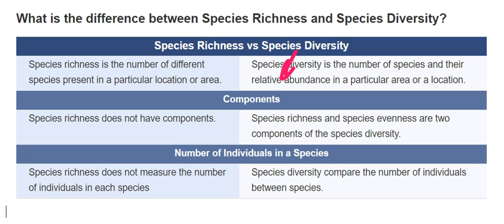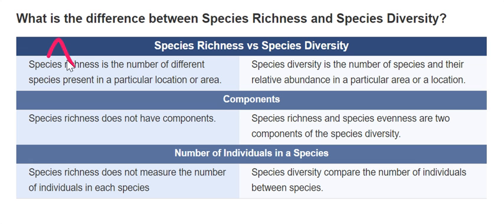Now talking about the number of individuals in the species. Species richness does not measure the number of individuals in the species. For example, for a species in species richness, we will not count how many there are or measure the number. But let's take species diversity now. In that, you will compare the number of individuals between the different species.